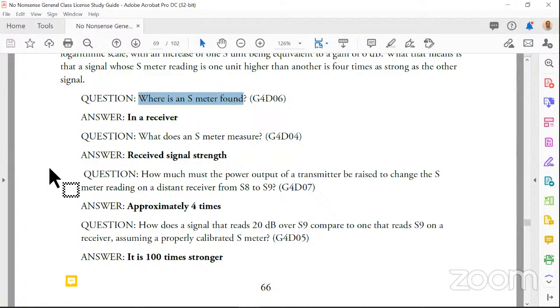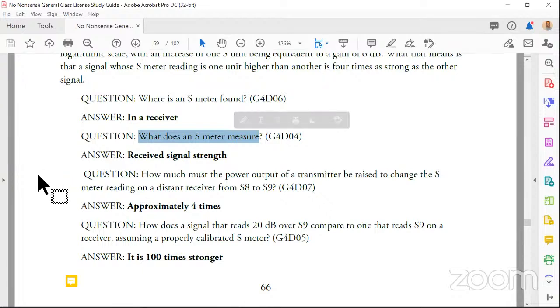Where is an S meter found? We showed what an S meter is, a nice gauge that shows the received signal. Therefore, it is found in a receiver. What does an S meter measure? Well, we said it is signal strength in a receiver, so therefore it measures the received signal strength.